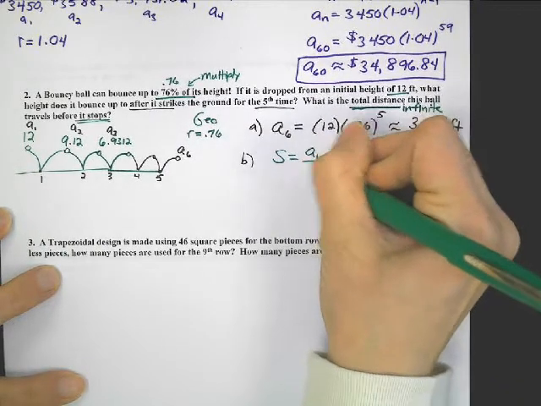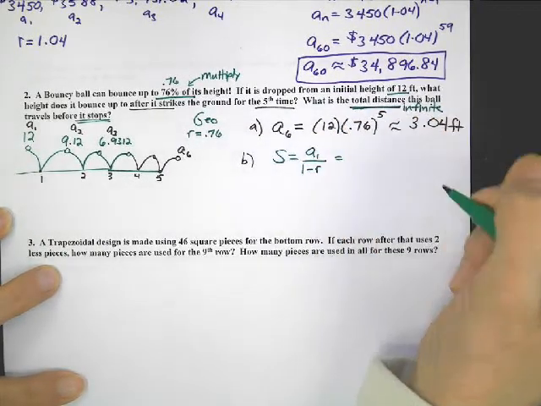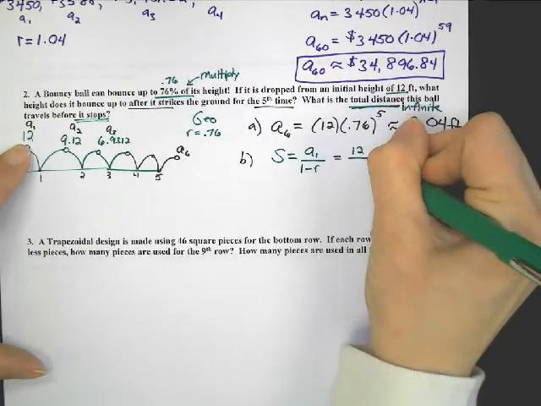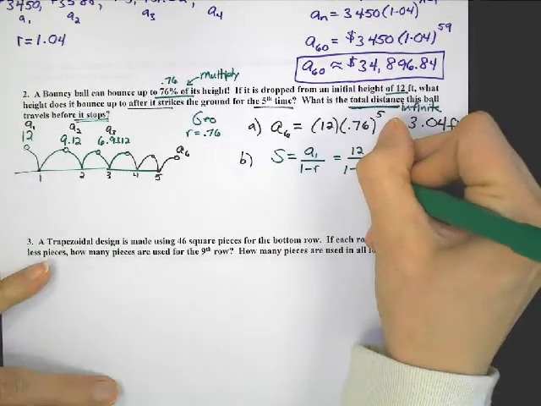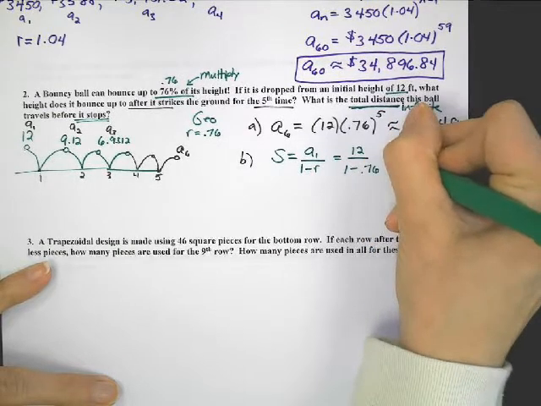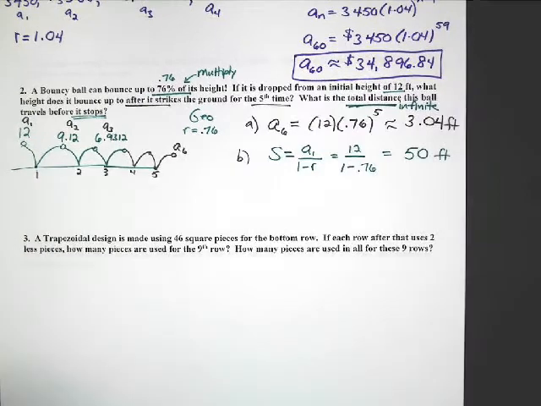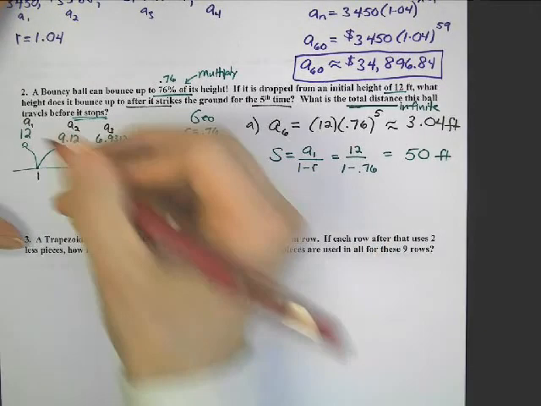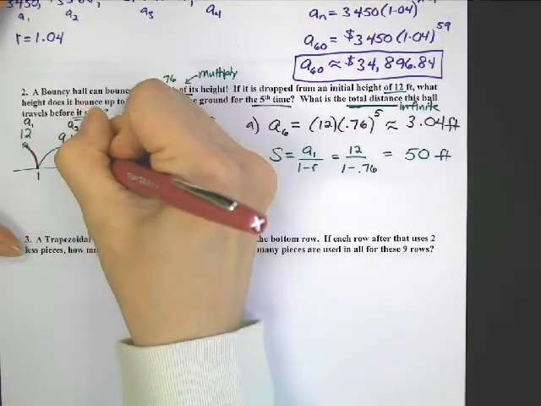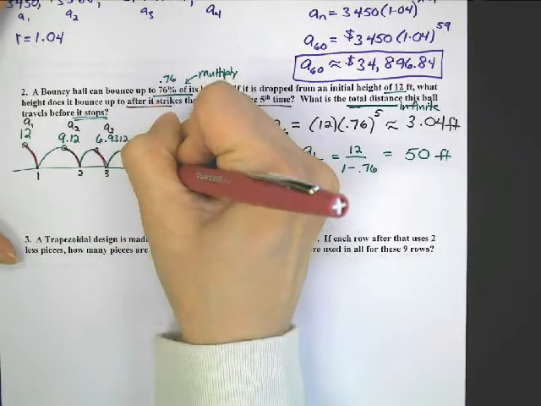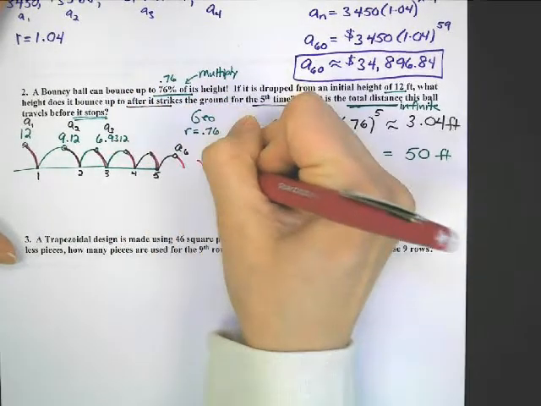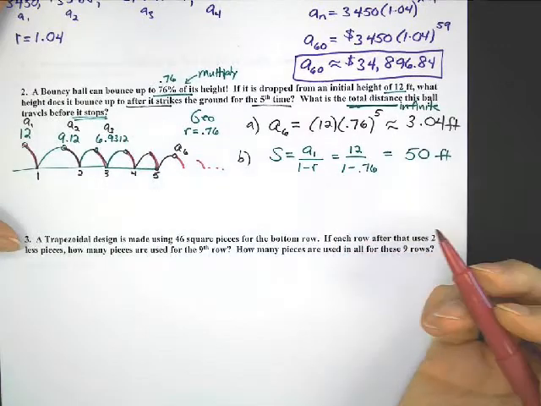S is A1 over 1 minus R. So for this problem, A1 is 12. 1 minus R is 1 minus 0.76, and that equals 50. So does the ball travel 50 feet? Well, not really. If I look at the diagram here, I added up all of the heights. I added up A1, A2, A3, A4, A5, A6, forever. I added up all the heights forever.